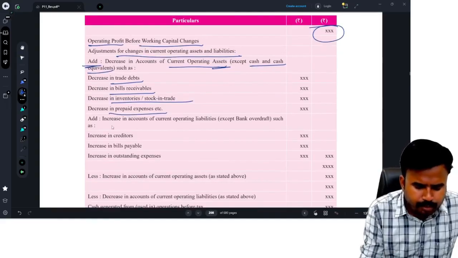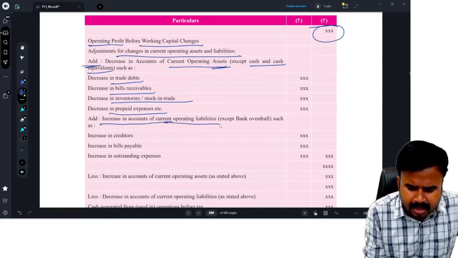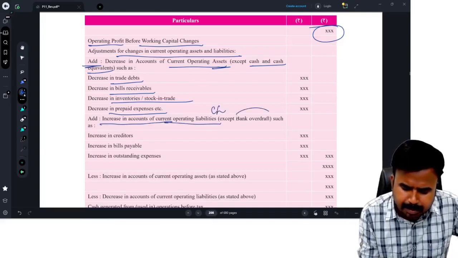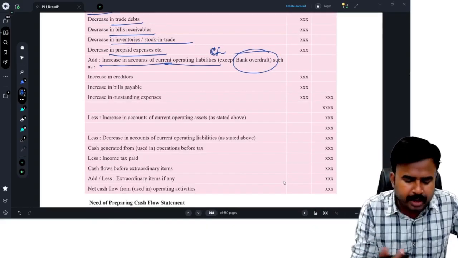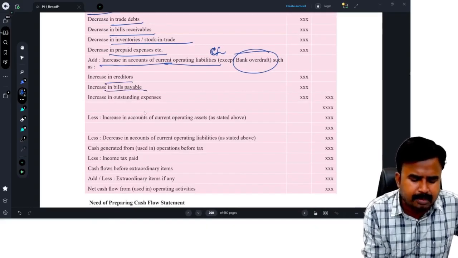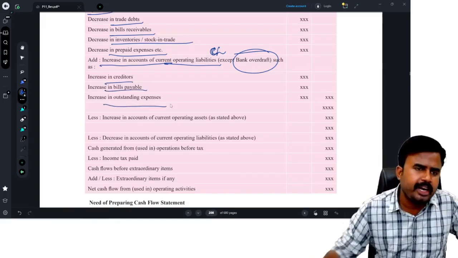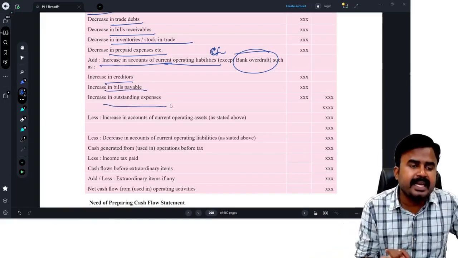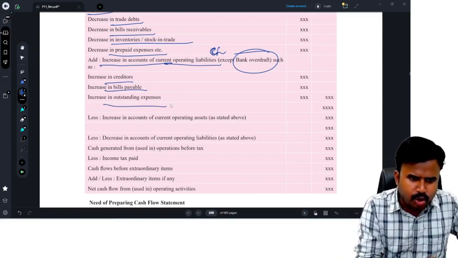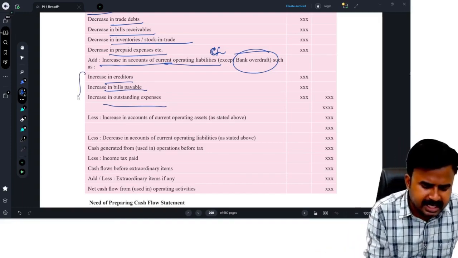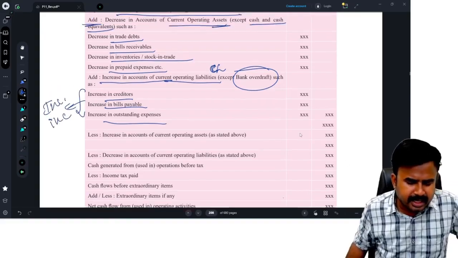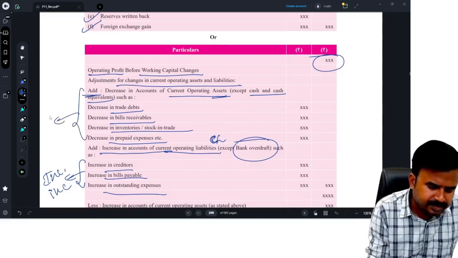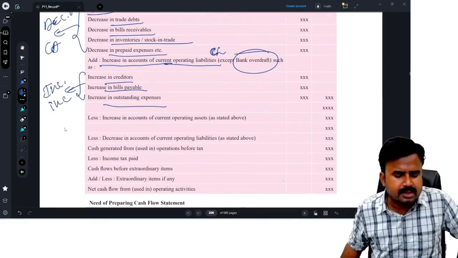Now add a few more items. Increase in accounts of current operating liabilities, nothing but increase in current liabilities except bank overdraft. So you should add a few more items: increase in creditors, increase in bills payable, increase in outstanding expenses. I already told you the cash balance will increase if there is a decrease in current assets or an increase in current liabilities. Now look at these three transactions. These are increases in current liabilities, and the previous transactions are decreases in current assets. So these two kinds of transactions will increase your cash balance. That's why we have added them here.